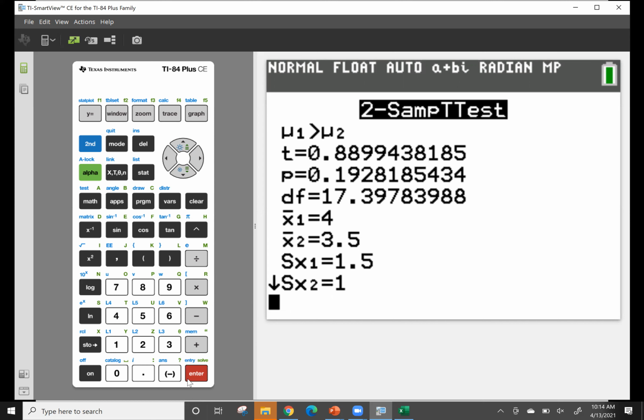Our t statistic is 0.8899. My p-value, which is probably the thing that I'm most interested in, my p-value is very big, 0.1928. And you can look at the rest of the data. The degrees of freedom, 17.3978, et cetera. But what I'm interested in is that p-value. Because if that p-value is high, which it is, I can't reject the null hypothesis. So I failed to reject the null hypothesis.